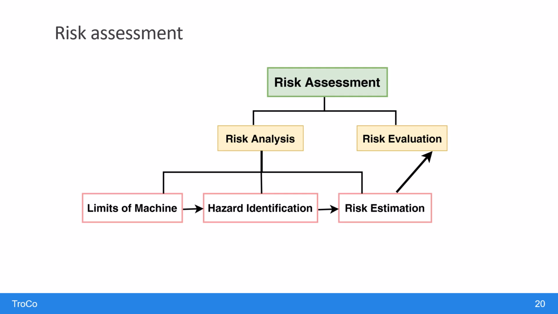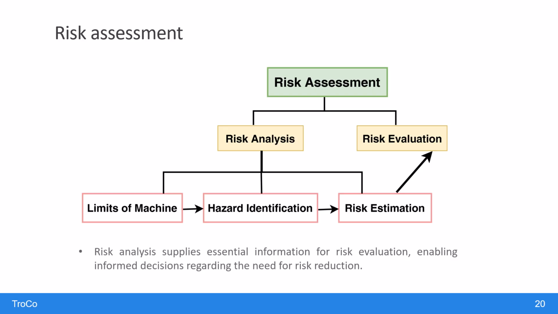Let's start this journey with a fundamental understanding. As we mentioned earlier, the risk assessment process consists of two key components: risk analysis and risk evaluation. In risk analysis, we gather crucial information that forms the basis for risk evaluation. This includes the machine's limits, hazard identification, and risk estimation. This stage enables us to make well-informed decisions regarding the need for risk reduction. These decisions are reinforced by qualitative or quantitative risk estimates, providing insights into machine hazards.